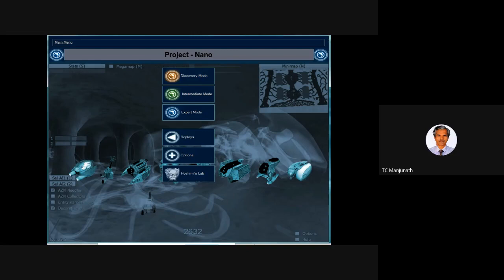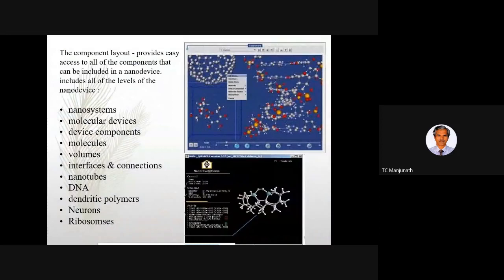And that is the component layout. It provides easy access to all the components that can be included in a nano device, such as molecular devices, how many volumes, how many atoms, how many DNAs, neurons, ribosomes should be there. On the menu, it will be there: find, save, target, edit, like that. There are so many icons. Using that, you can design a particular nanobot. For example, you can see there so many chemical bondings I have shown. I would say I am going to construct a nanobot with 20,000 atoms and 20,000 molecules, etc. So pull down from the drop-down menu.